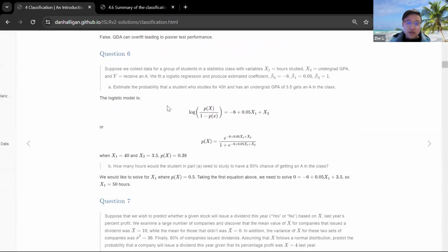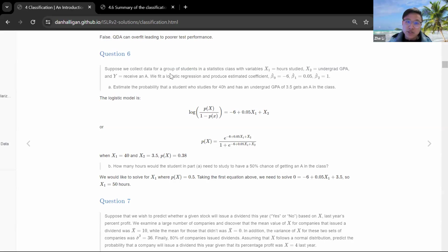So the sixth question is that we suppose we collect data. It's kind of like an example, with two predictors in this case. One is the hours studied by each student of this group of students in the class, and the second is their undergrad GPA. And we want to predict whether the student will receive an A based on these two predictors.